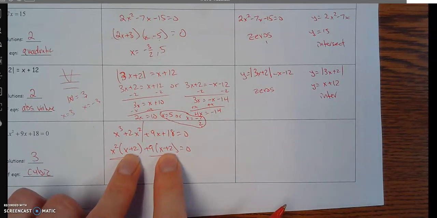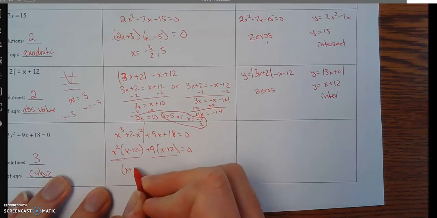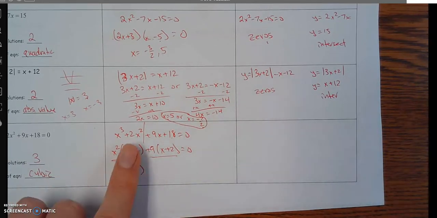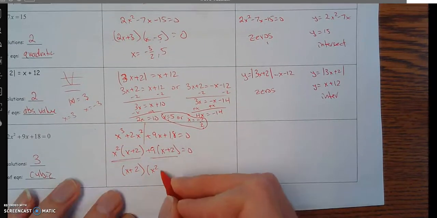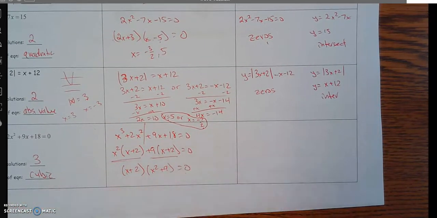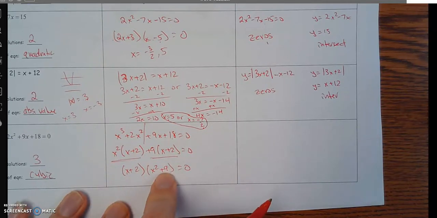Well, they both have an x plus 2, so I'm going to factor that out of both of these. I'm going to take an x plus 2 out front. What's left is x squared and plus 9. Now when I go to solve those, I'm going to set this equal to 0 and set that equal to 0.